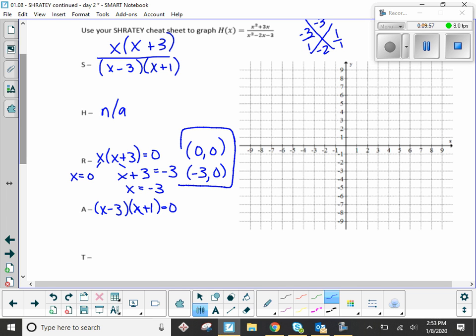Oh, because I was not thinking. So there's that. So then we have those points that we can put on our graph. So there's your roots, 2 roots.